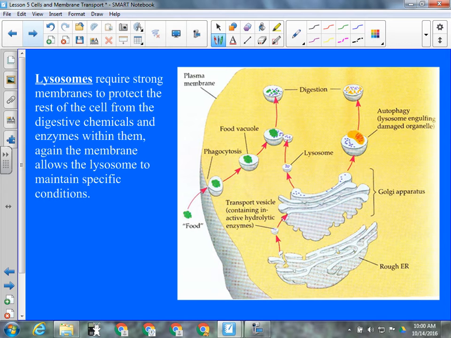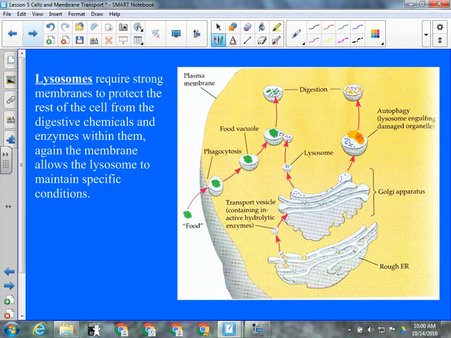Okay, the lysosomes. Now, lysosomes are only present in what kind of cells? Animal cells or the cells of chemoheterotrophs, because they would also be present in a fungus. Okay, so we have food coming in. Food comes in through the membrane through a process called phagocytosis, which we'll talk about later. It's basically just the enveloping of food.